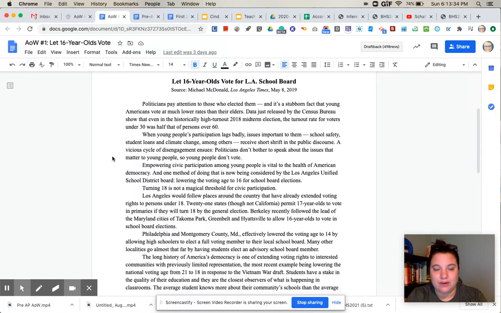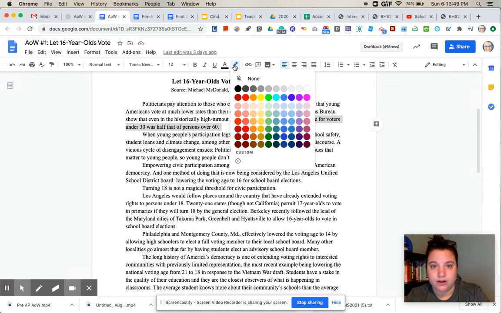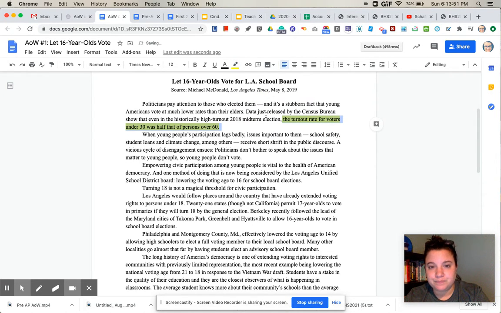Okay, so I'm going to stop right there. As you're reading, find things that you find interesting or that you have questions about. For me personally, when I read this first paragraph, I'm wondering why this turnout rate is so much lower. So I'm going to highlight that. You could underline it if you prefer.